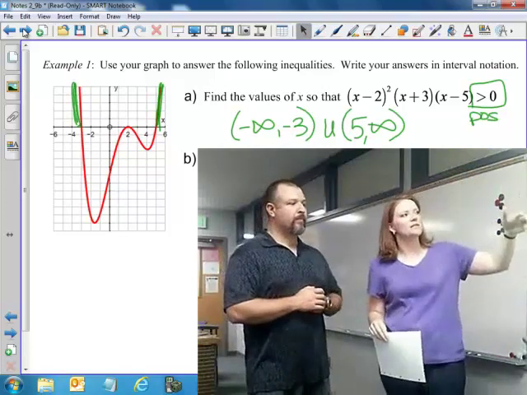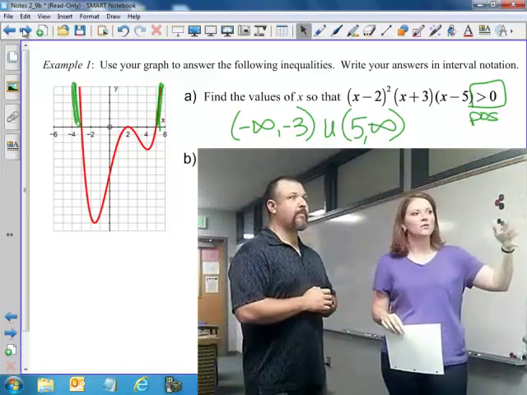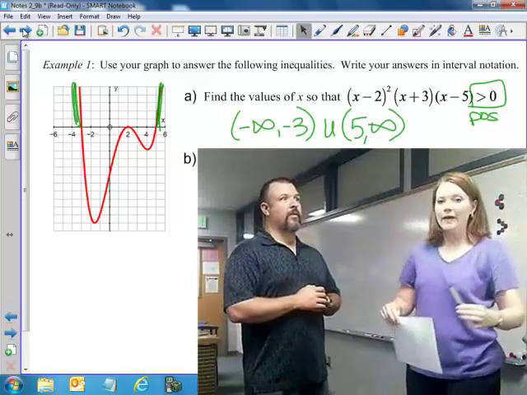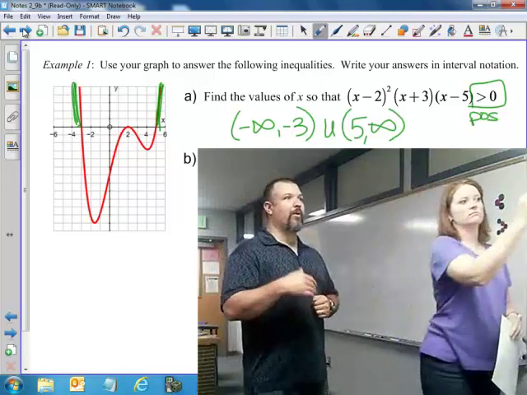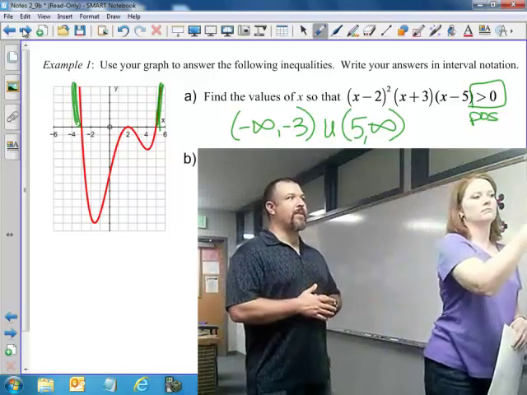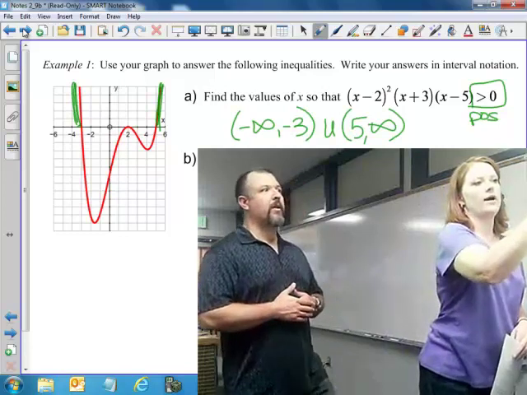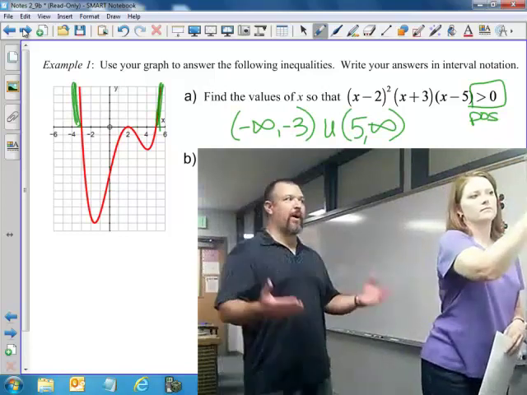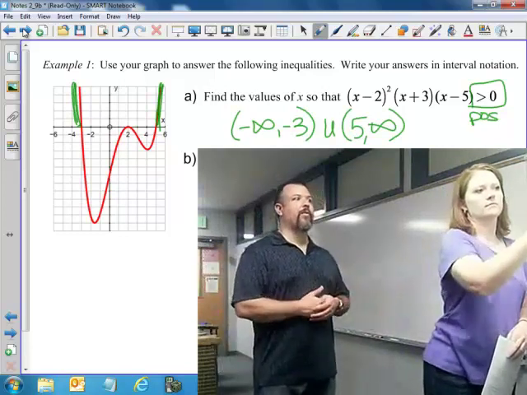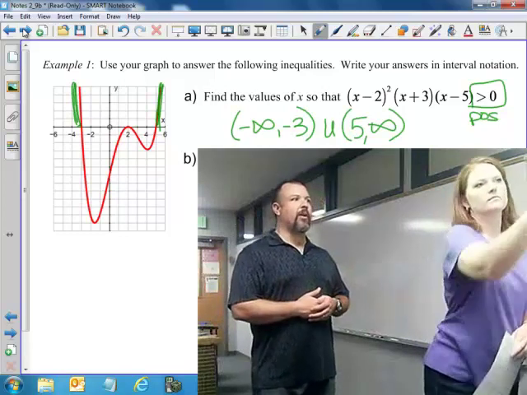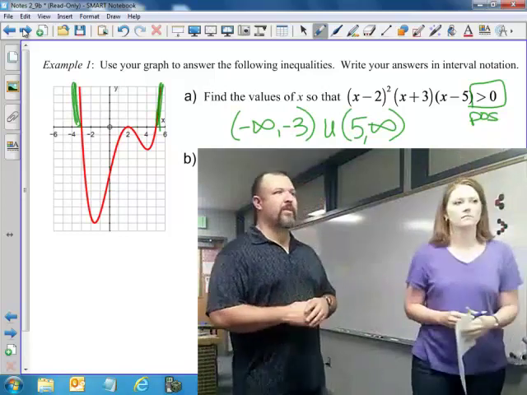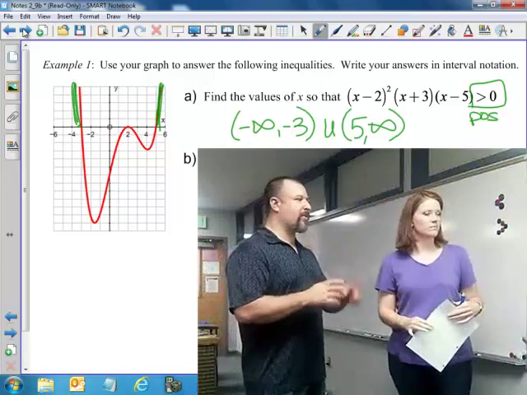Okay, so that kind of gives us a hint here for letter B. What's the only difference between the answer for letter A and the answer for letter B? Well, we want to be greater than or equal to 0, which means everywhere we hit 0, we get to include those points. So we have the same intervals because we're still positive, but we're going to include -3 and 5.